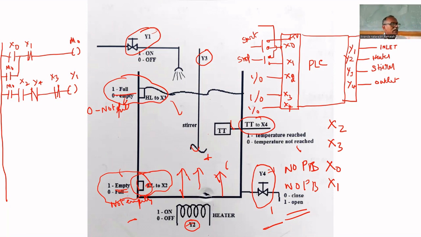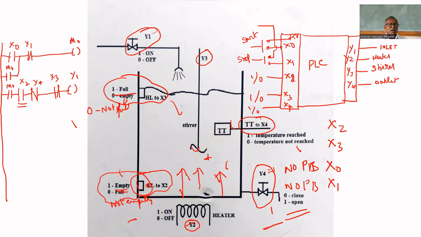So if the level starts filling, it means it is not empty. Empty means it will give 1. If it is not empty, it gives 0. That's why the logic will be changed. Once the level reaches the first proximity switch, the logic here will be changed. That's why the inlet valve would be closed. You cannot open it till it fills.